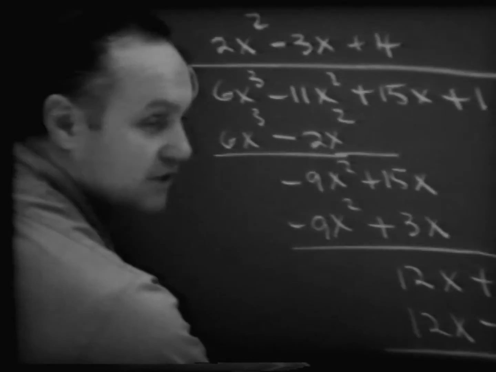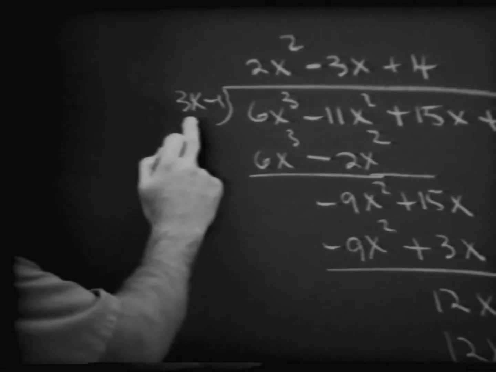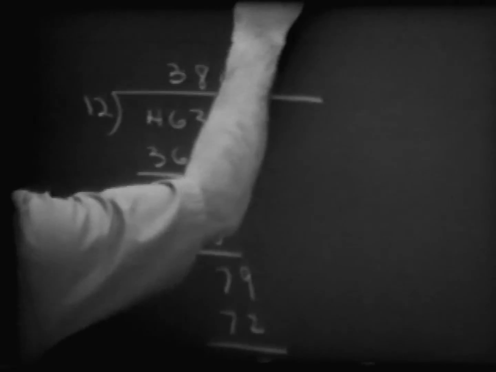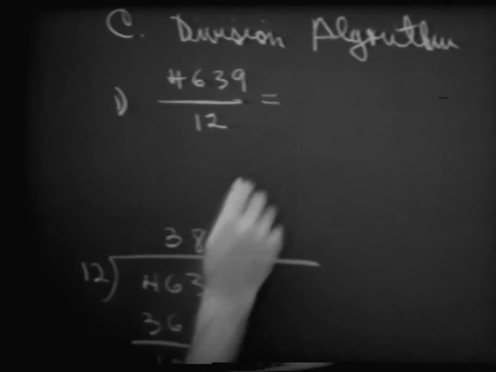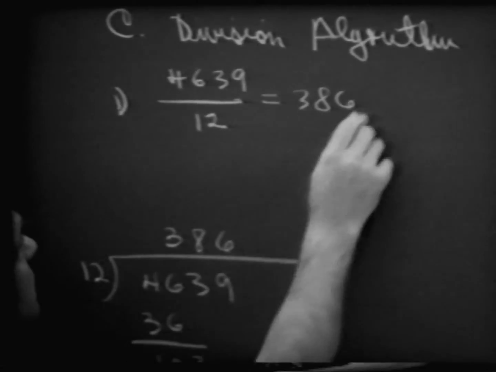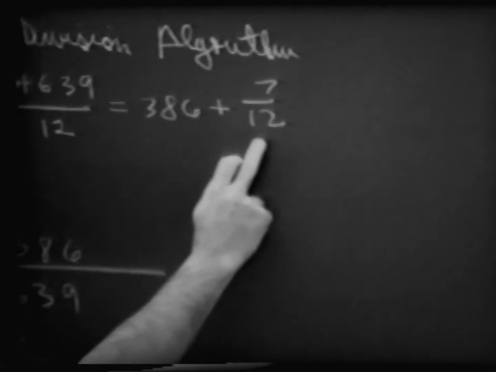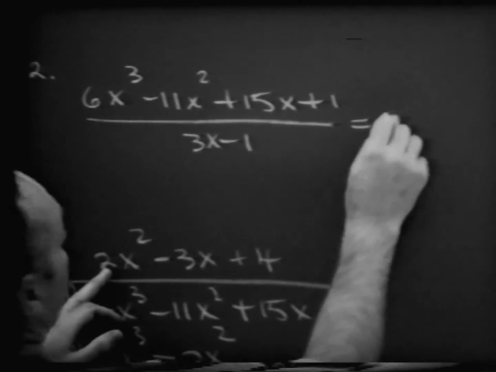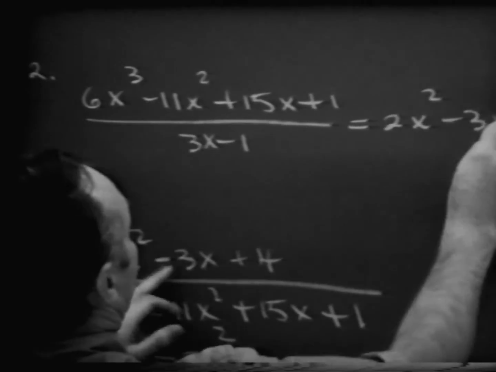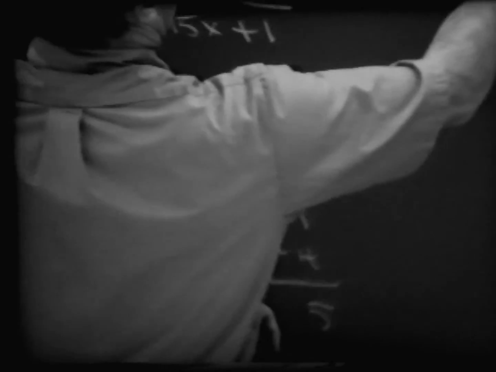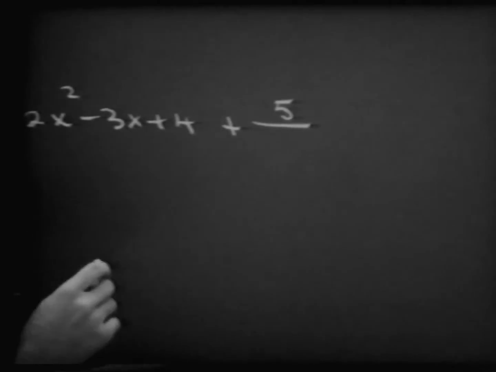And when the remainder is of degree less than that of our divisor, then in fact our algorithm is completed. Okay? Now, notice if we were to come back to our numerical case, 4639 divided by 12 is equal to 386 plus 7 twelfths. Is that right? So we may write our rational expression as 2x squared minus 3x plus 4, plus our remainder, which we may think of as 5 over 3x minus 1.